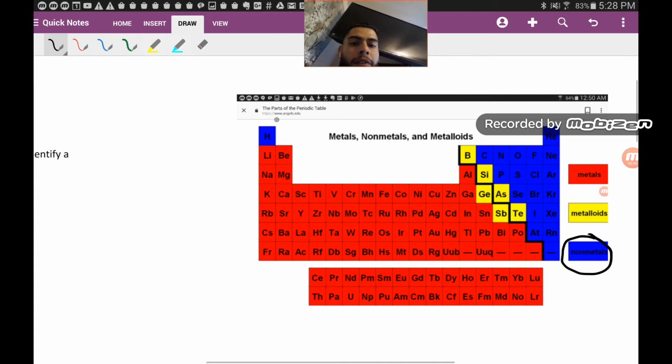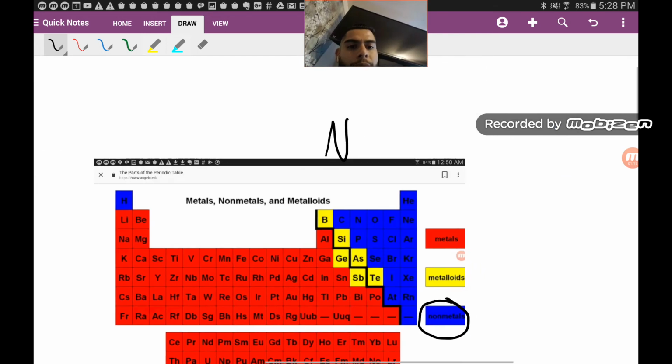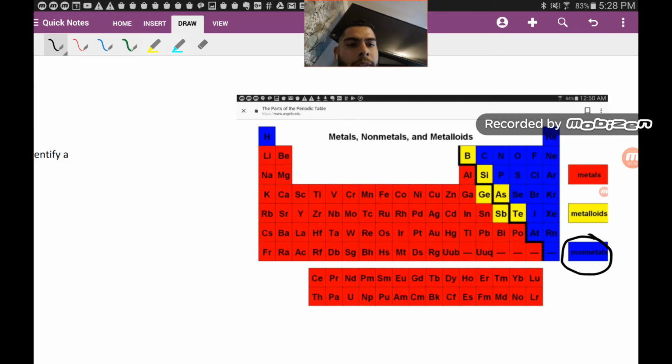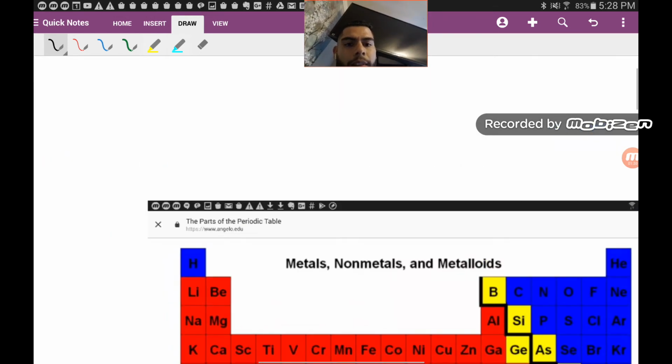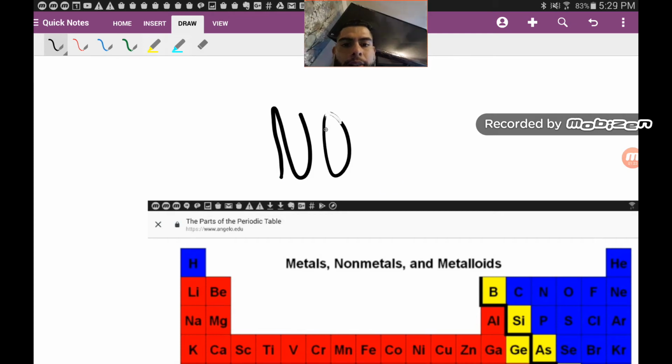Okay, so remember, you can pick two elements that will be a covalent compound. Hydrogen and carbon. Nitrogen and oxygen, that will be a covalent compound. So two nonmetals, right? So if we have NO2, write it over here so you can see it a little bit better. NO2, that would be a covalent compound because you have two nonmetals.